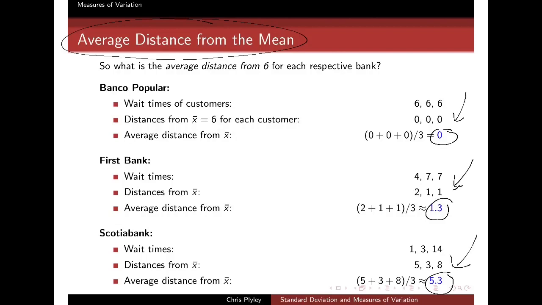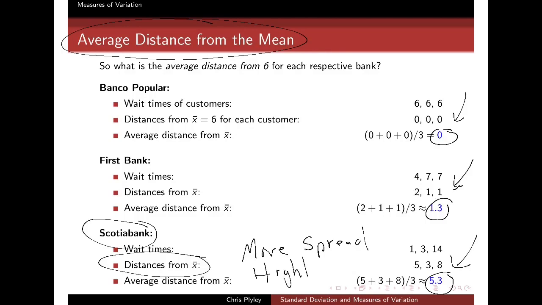If I have a higher likelihood of being further from the sort of center or mean of my data, then my data will be more spread out. And standard deviation measures the same thing. The higher the standard deviation is, the more spread out my data is.